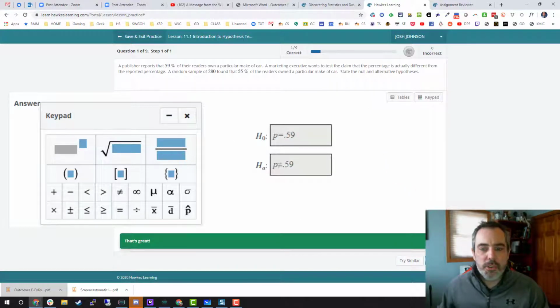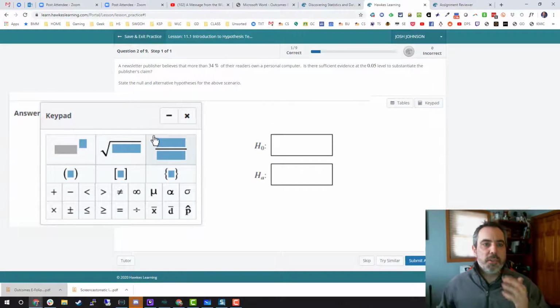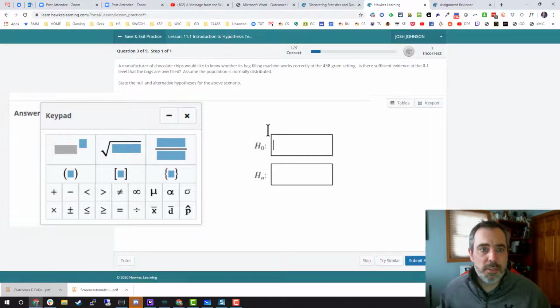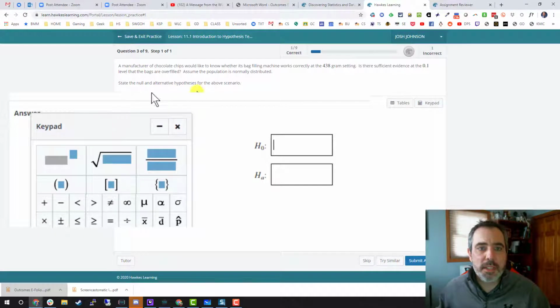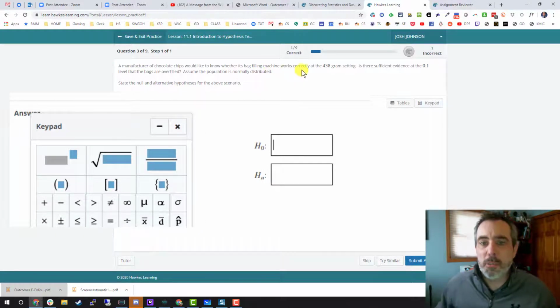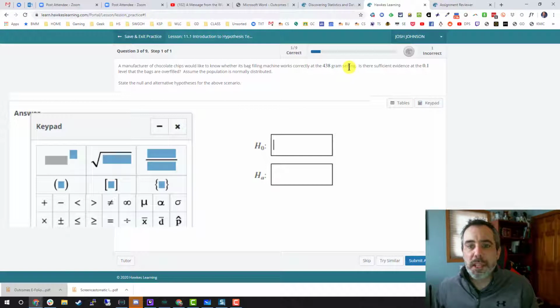You'll see in some of the next ones as I go through here, here's another 34%. That's a population again. I'm not going to worry about that one. Let's find one where it talks about the mean. A manufacturer of chocolate chips would like to know whether its bag filling machine works correctly at the 438 gram setting. Is there sufficient evidence at the 0.1 level that the bags are overfilled? Assume the population is normally distributed.